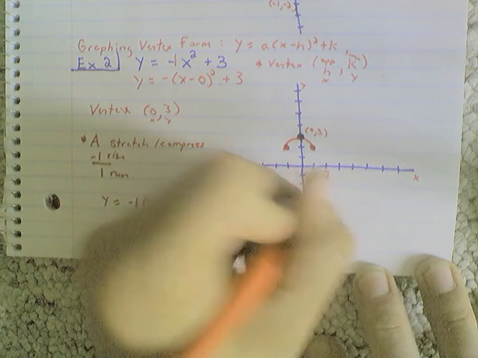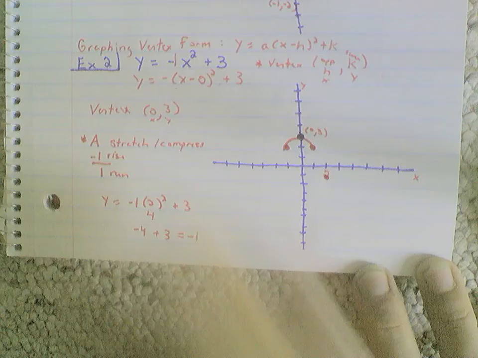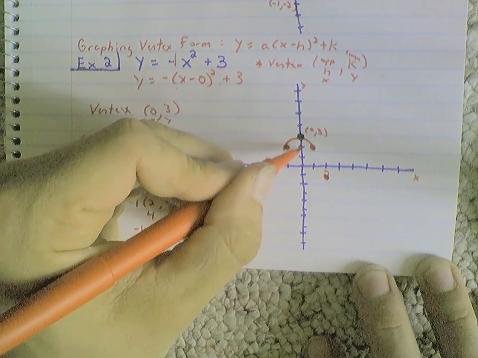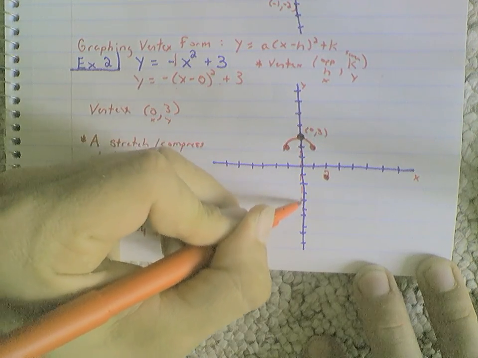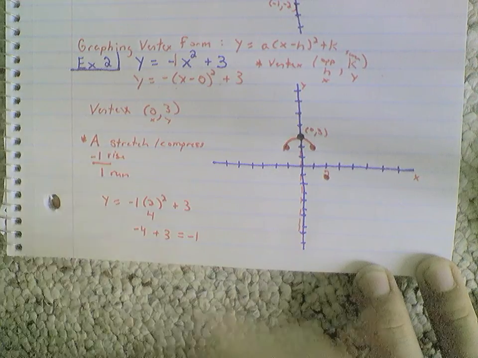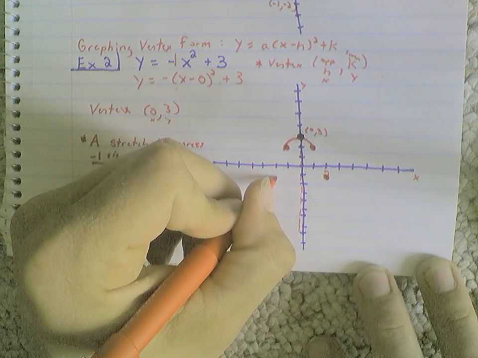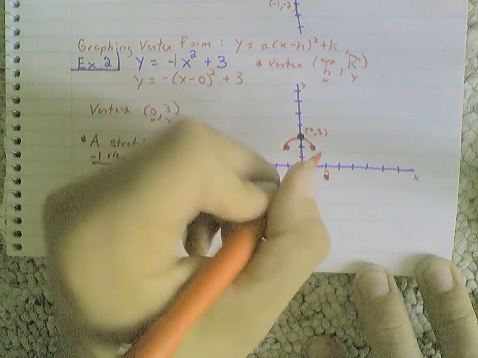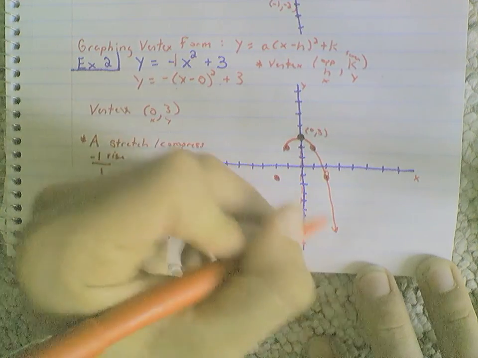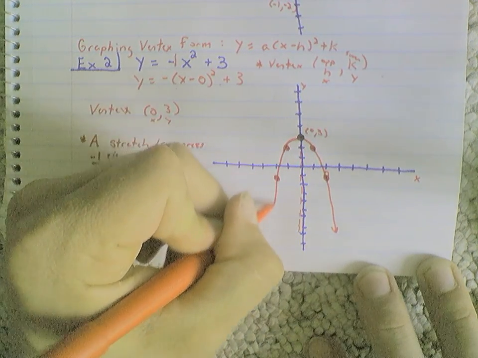So I have a point right here. And then remember that quadratic parabolas are always symmetrical. So I'll have a following point mirroring it on the other side. And then I can continue drawing my parabola through those 5 points.